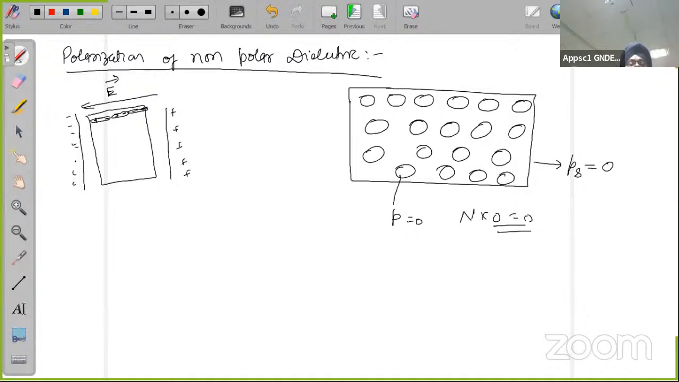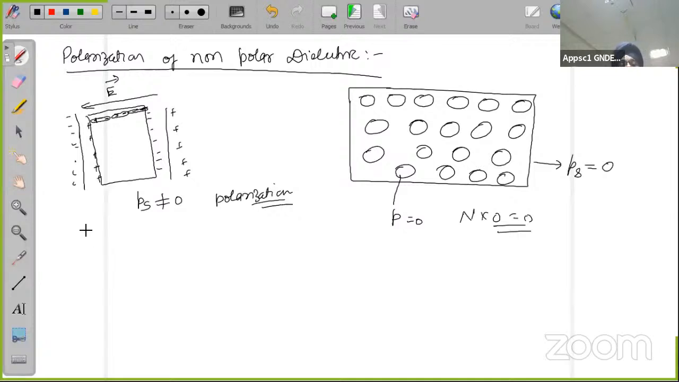As a result you will get negative charge accumulated on the surface of the material which is closer to the positive plate, and positive charge accumulated on the surface close to the negative plate. After this process takes place, the dipole moment of the sample becomes non-zero, and this process is called polarization. You have some idea about this topic in your school physics also.